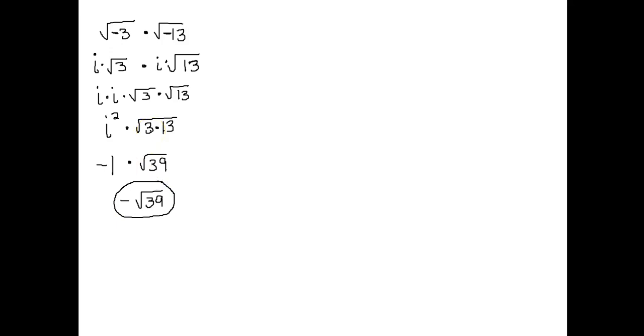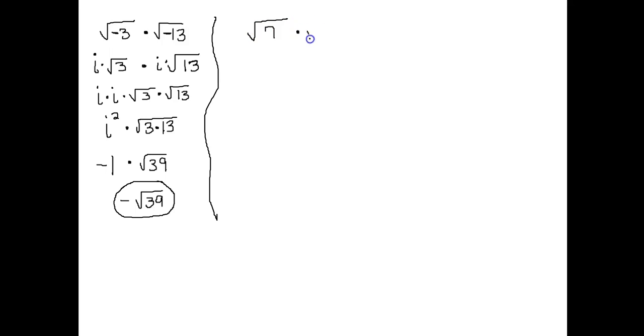And that's actually not what we would have gotten if we had tried to apply the product rule up here without taking out the i's first. If we had gone right away and tried to apply the product rule, we would have gotten square root of positive 39. And that's not the answer. The answer is negative square root of positive 39. So take out your i's first. Sometimes you get lucky and it works out, but not always. So just be aware. Next problem, you might get lucky and it might work out if you do it the wrong way, but don't take that chance.